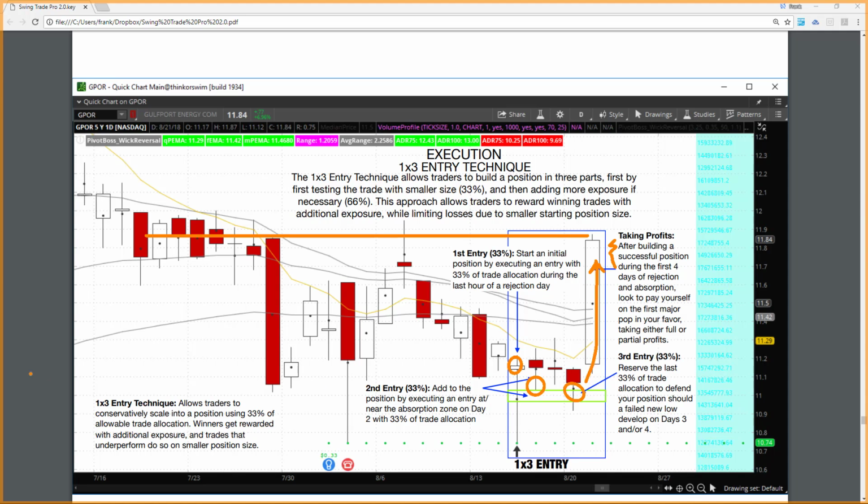So again, this is a great way to enter a trade using our rejection trade sequences that we've studied already in section 2. Major rejection day, great absorption zone, nice absorption day here, you have another absorption day there, you have a failed new low here, and a stop run / continuation day here, exactly as you would draw it up, and it gave you various opportunities to build a position. And again, on the first major pop, you want to go ahead and take those profits.